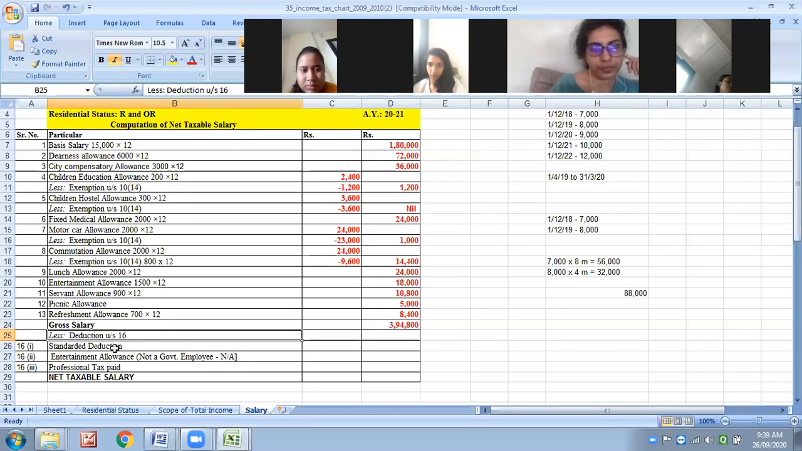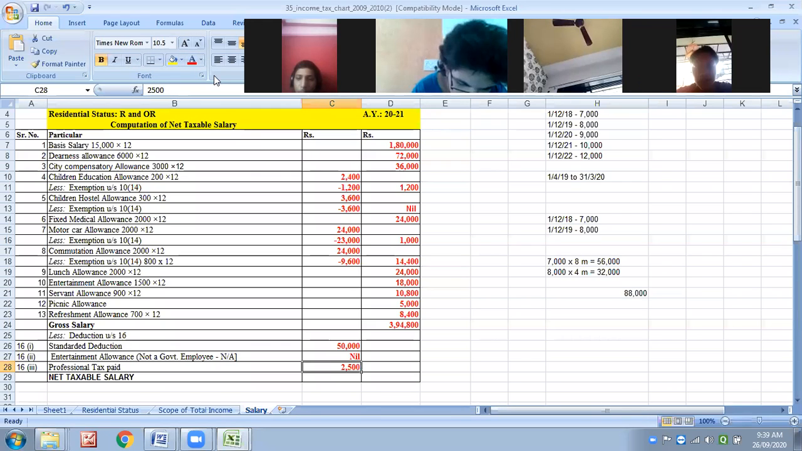Then after this, there will be deduction under section 16. Very important. First deduction, standard deduction. How much is the standard deduction? 50,000. Okay. Entertainment allowance, he will not get. Why? Because he is not a government employee. So please mention that. And professional tax paid, how much it was? 2,500. So what will be the value of total deduction? 52,500. This is how your whole solution goes for salary computation.